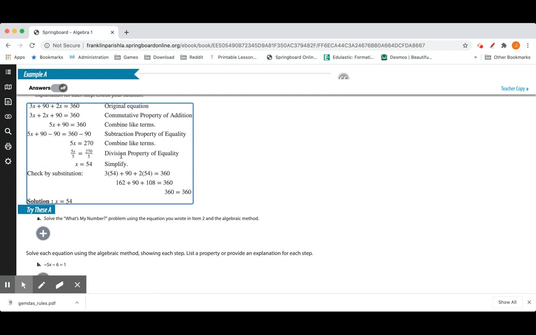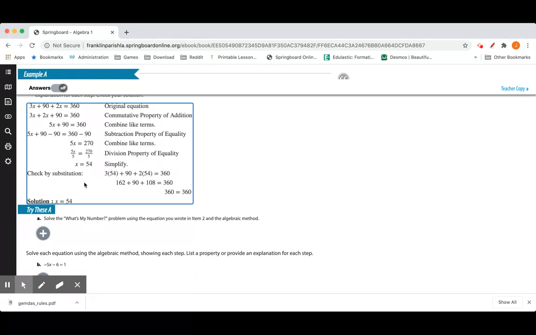As I said, using the division property of equality, so just the division version of this, if we divide both sides by 5, because we want to get the x by itself, 5 divided by 5 is 1, and 1x we just write as x, because it's just one of them. 270 divided by 5, so we have to do the same thing to the other side to keep it even and balanced. 270 divided by 5 is 54.